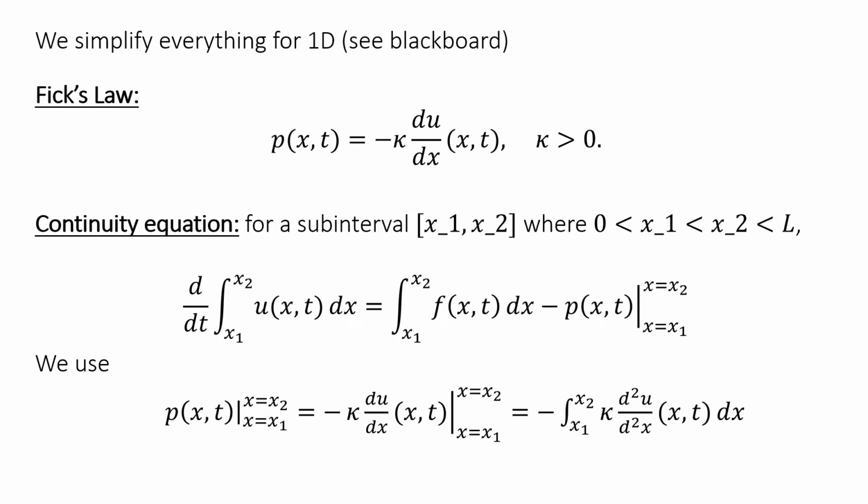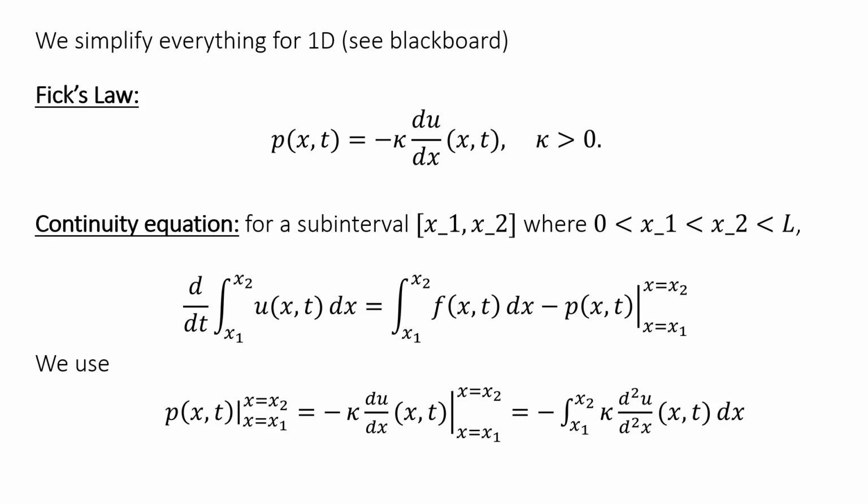Well, certainly the amount of heat contained within this subinterval from x1 to x2 is just the integral from x1 to x2 of u(x,t) dx at time t. And if we want to know the change of the amount of heat contained in this interval over time, it makes sense to take a look at the time derivative of that integral. That's why we start with d over dt of the integral from x1 to x2 of u(x,t) dx.